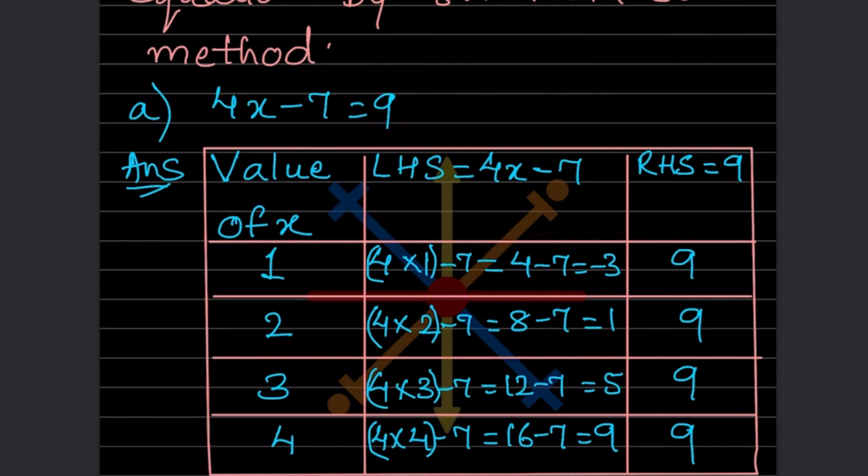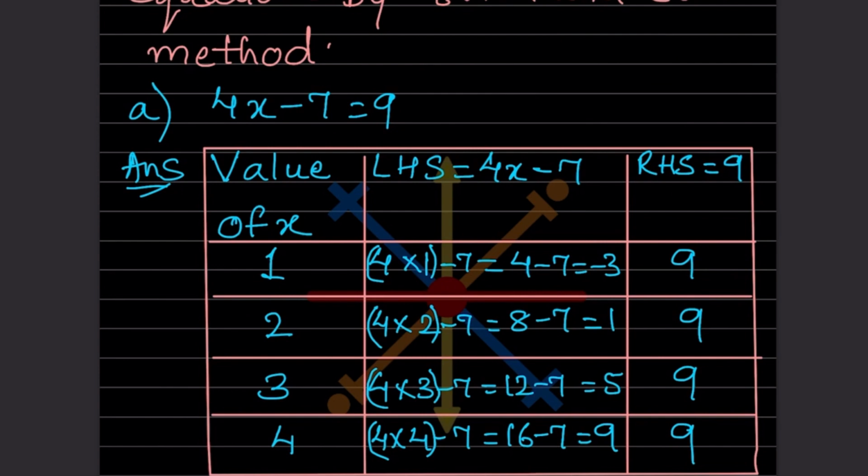Because trial and error means I put 1 for x. Now this equation we are going to follow: 4 will be as it is, in place of this x I put 1, and minus 7 as it is. So when we solve this, 4 into 1 is 4, and 4 minus 7 is minus 3. And the RHS is 9. What happens here? It doesn't satisfy this equation, isn't it? So we have to go for the next step.